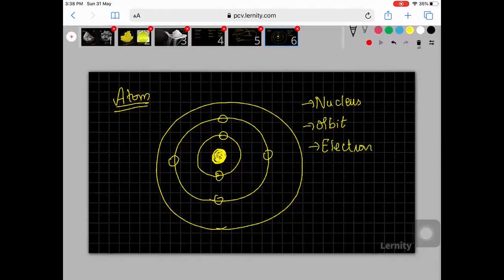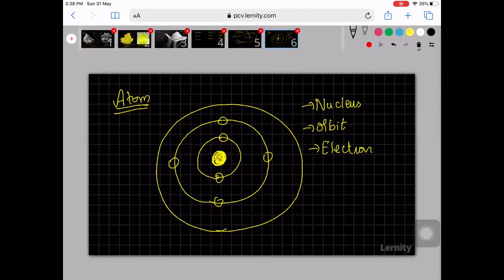So it's similar to the solar system. Like you have the sun in the center, and surrounding it, you have your planets, right? So similarly, here you have the nucleus in the center. Surrounding the nucleus, you have orbits, and in those orbits, you find the electrons.